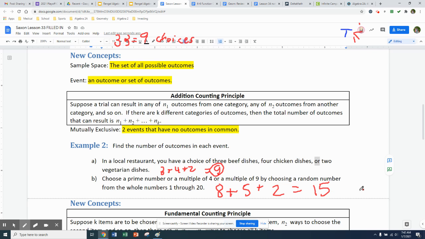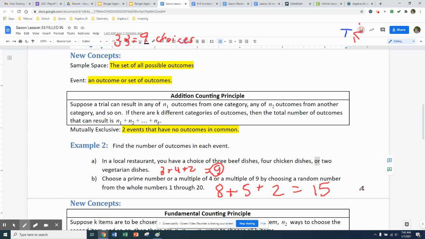Now, those outcomes that I was just adding up there are called mutually exclusive outcomes because each category, prime number, multiple of 4, multiple of 9, has its own set of outcomes and they don't share any outcomes. So if you have a prime number, it's not going to be a multiple of 4 or multiple of 9. If you have a multiple of 4, it cannot also be a multiple of 9. So that is called mutually exclusive.